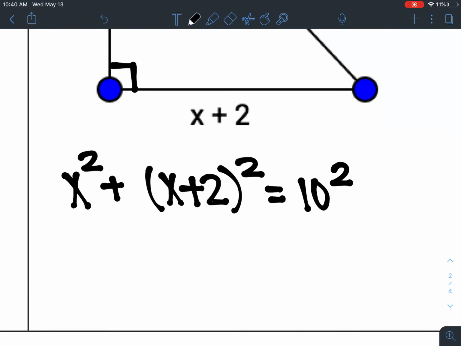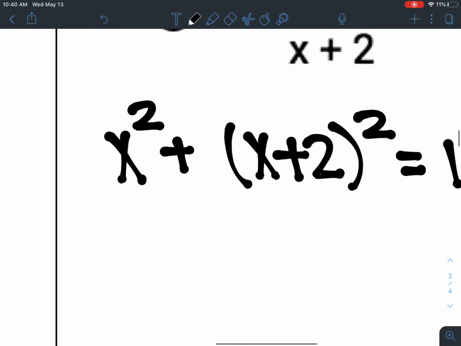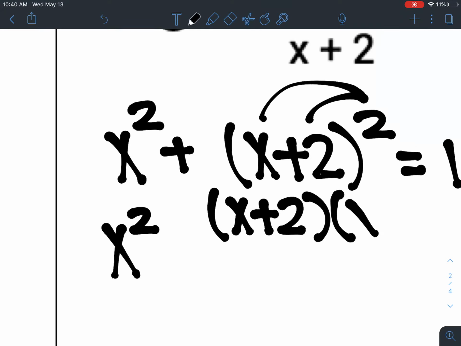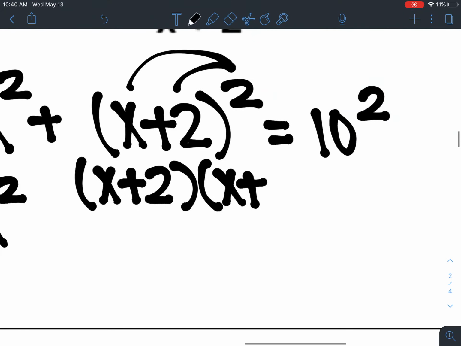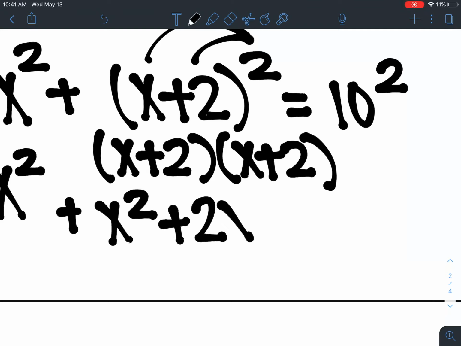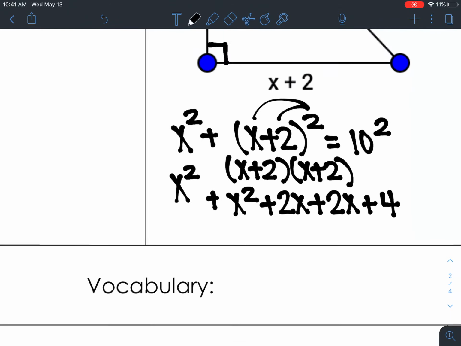Okay. From here, I'm going to bring down my x squared, but remember, we're not allowed to take this 2 and distribute it through. All right, that is not good. You're not allowed to do that. What you actually have to do is remember what it means to square something, which means to multiply by itself, right? So we actually have to FOIL x plus 2 times x plus 2, which would give us x squared plus 2x plus 2x plus 4, all right?